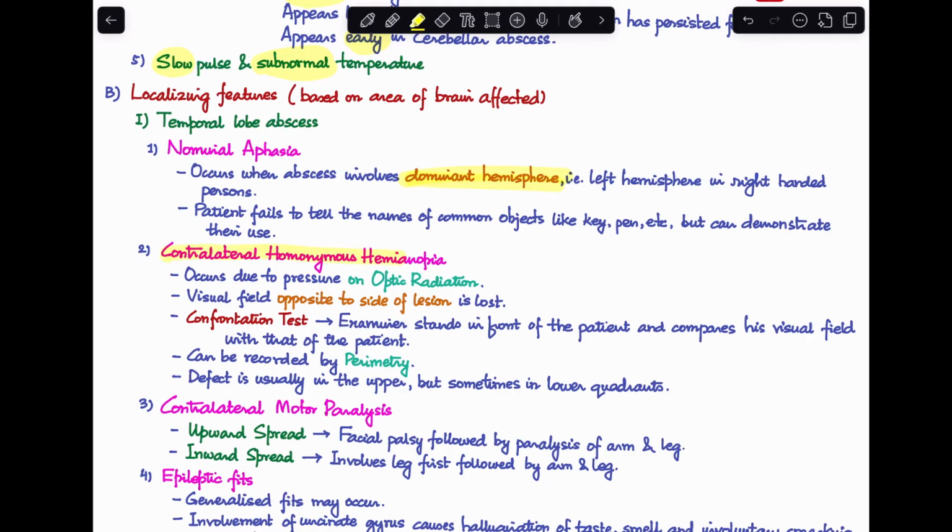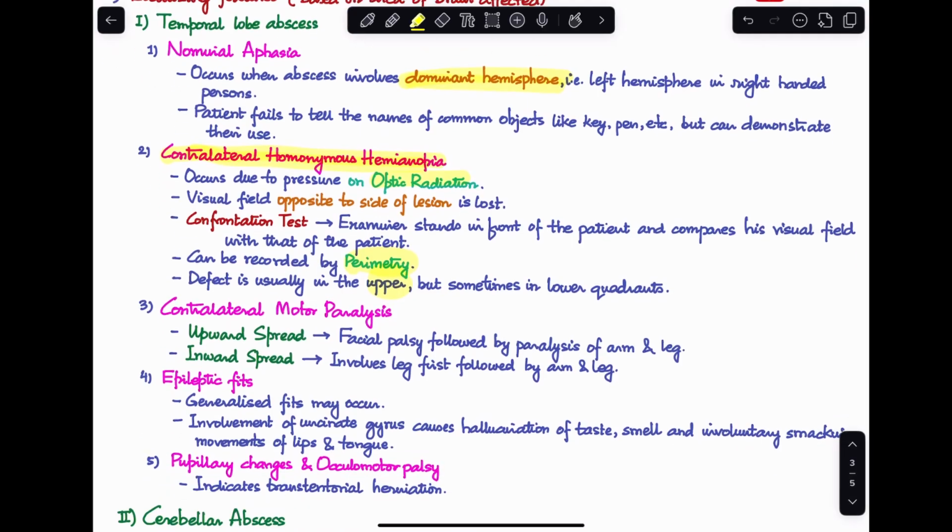Second is there will be a contralateral homonymous hemianopia. This occurs due to pressure on the optic radiation. So we'll see the visual field opposite to the side of lesion is lost. Here we perform a confrontation test where the examiner can stand in front of the patient and compare his visual field with that of the patient. And you can also record this with the help of perimetry. Defect is usually seen in the upper, but sometimes it can also be seen in the lower quadrant. So this is about contralateral homonymous hemianopia, where we see a visual field loss opposite to the side of the lesion, and this occurs because of pressure on optic radiation.